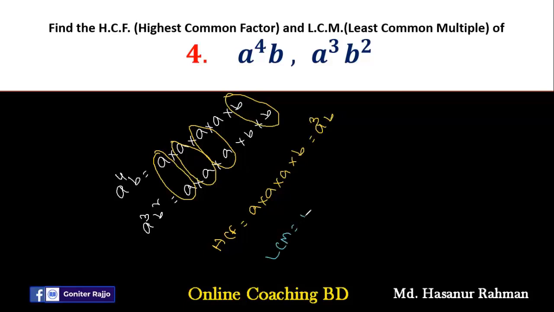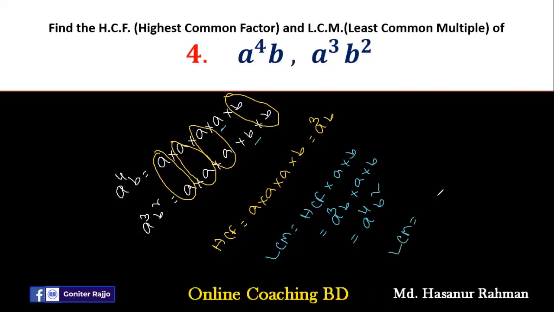And what will be our LCM? LCM should be HCF multiplied by the rest of the number. So HCF multiplied by, there is 1 a, there is 1 b. So a into b. Now, the value of HCF is a cube b, multiplied by a multiplied by b. a cube into a, that is a to the power 4. b into b, that is b square. So a to the power 4 b square will be our answer.